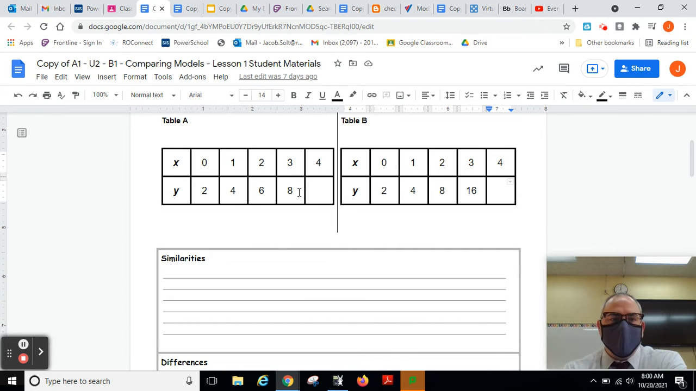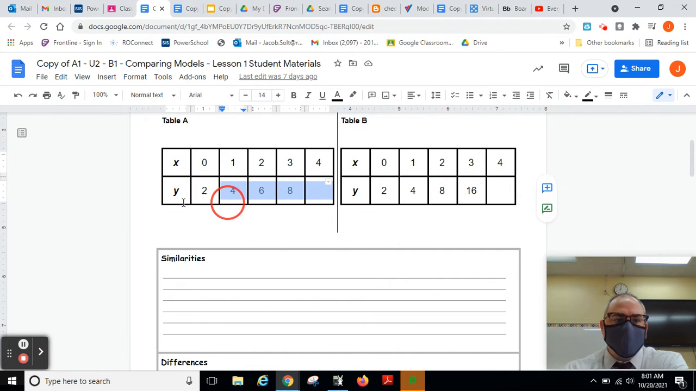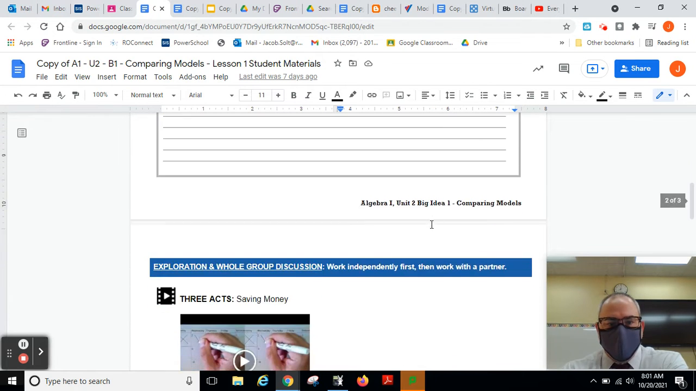And when we're adding the same amount for each x, we're thinking about adding or subtracting. We're thinking about a linear function. And when we're multiplying over every x or dividing, we're thinking about an exponential. All right, there's that.